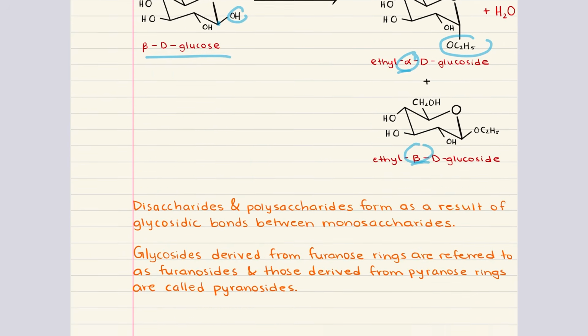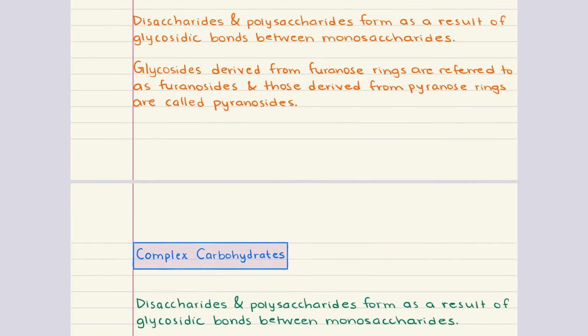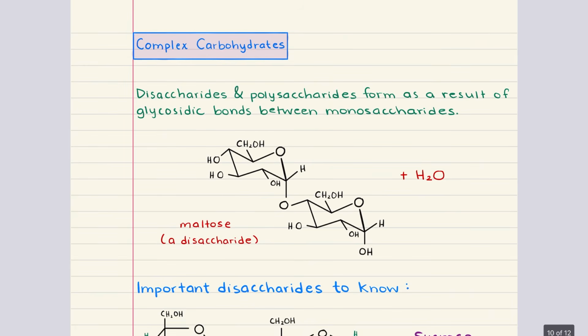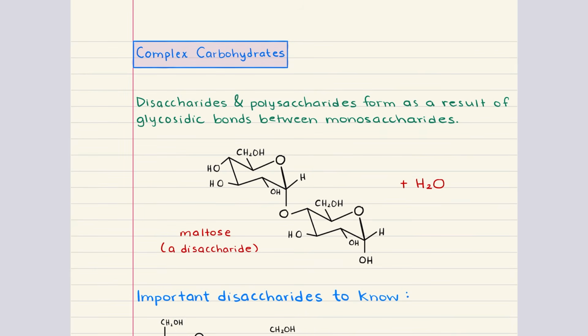And with that, we can actually move into our final objective, where we are going to discuss complex carbohydrates. We're going to start with disaccharides. Disaccharides form when two monosaccharide units are joined together by a glycosidic bond, and in the process, a molecule of water is lost. Take a look at this example. When two glucose molecules link together, they form maltose. This is a disaccharide. The glycosidic bond is formed between the anomeric carbon of one glucose and the hydroxyl group of the other, with water being a byproduct.